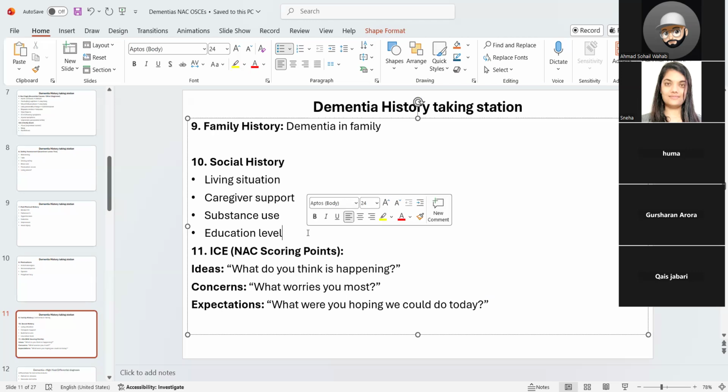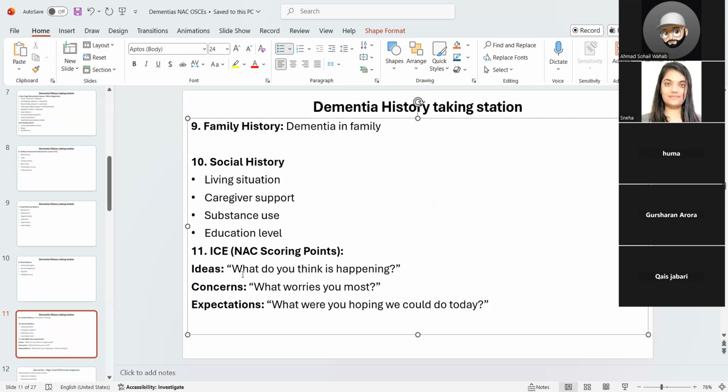Education level is very important. Someone who is not illiterate and someone who has a higher level of education, their MoCA scores are interpreted differently. We will discuss that later on. So someone who is educated, if they have a MoCA of 24, we can say that they have cognitive impairment. Someone who is non-educated and comes at a MoCA score of 24 or 25 or 26, we can say it's not impairment. We will have to follow up with more testing, because we cannot say based on their education level.